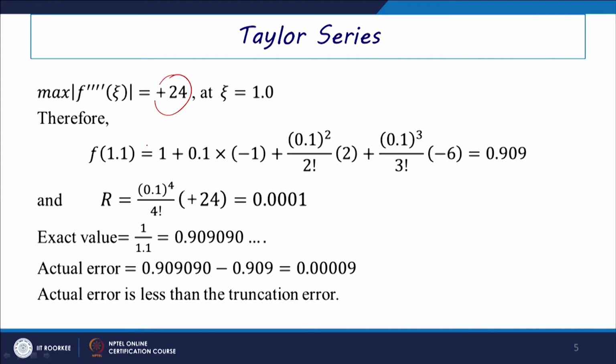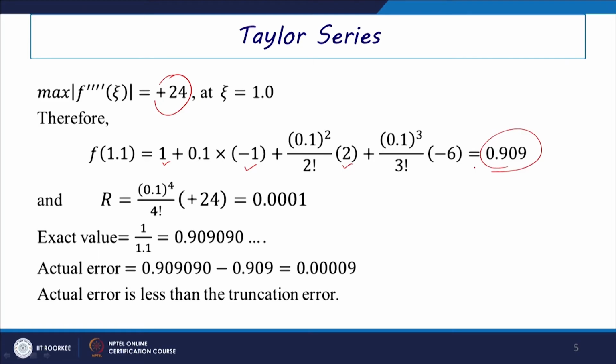Therefore, f of 1.1 can be expressed as 1 plus, if we are expressing f of x plus h, that is f of x, that is 1, then h f dash x, that is minus 1, then h square by 2 factorial, and f double dash of x, that is 2. If you put all these values here, then we obtain the final result as 0.909.